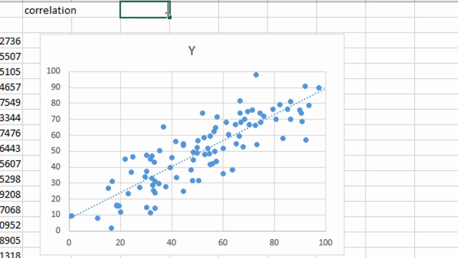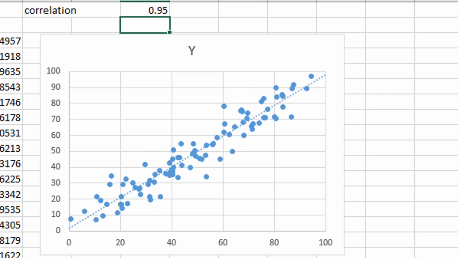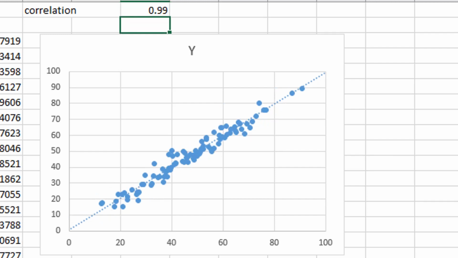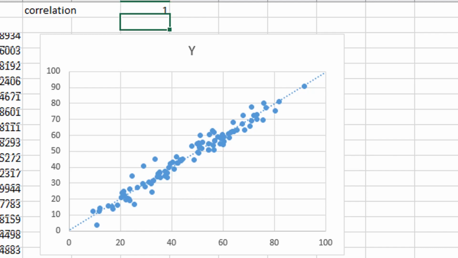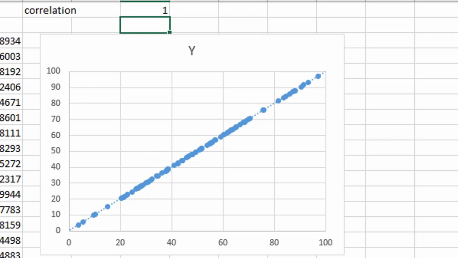And finally, I'll go up to 0.95. You can see it's really, really tight. I'm going to go to 0.99, and you'll see there's still some variation, but it's really close. And you can actually do a correlation of exactly one. That's going to be two perfectly correlated variables. There's going to be zero variation around the line. They're all going to be along that line. This is what a positive correlation looks like.